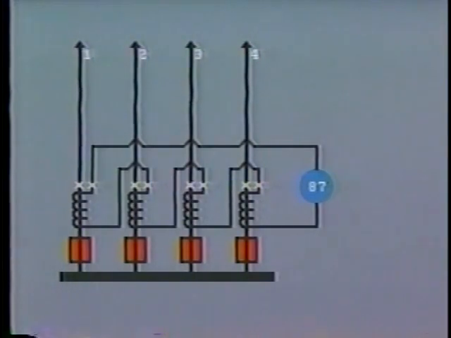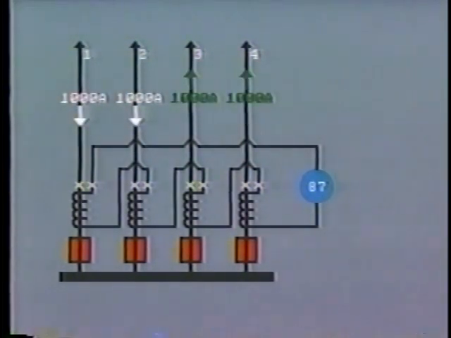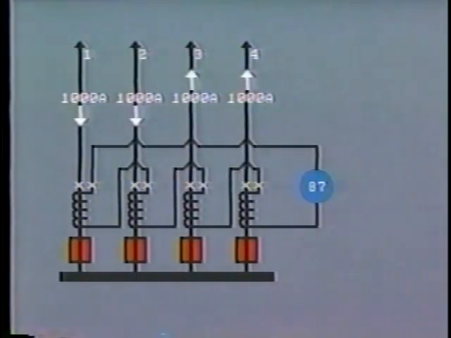To simplify the example, let's say that we have 1,000 amps entering on each of these 2 lines, 1 and 2, and 1,000 amps leaving the bus in each of lines 3 and 4. So on the linear coupler secondaries, we have plus 5 volts here, plus 5 volts here, minus 5 volts here, and minus 5 volts here. So the voltage differential relay sees 0 volts and will not operate.